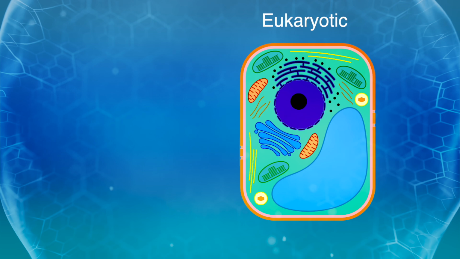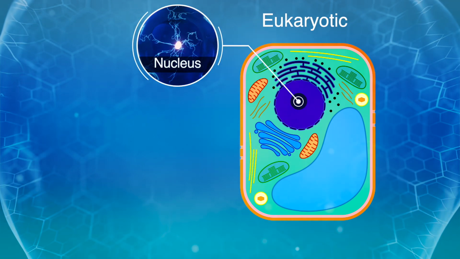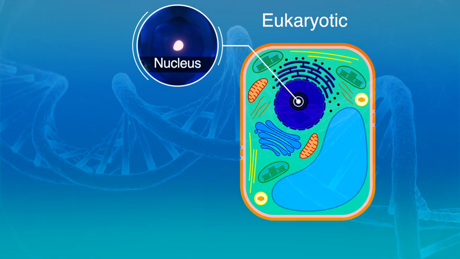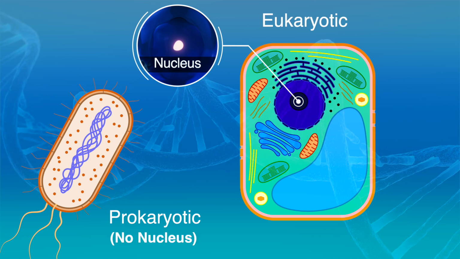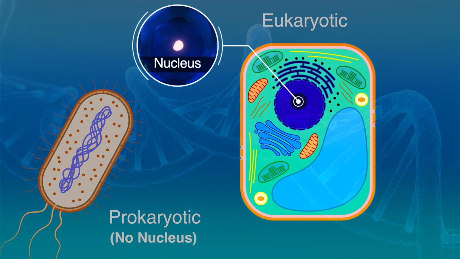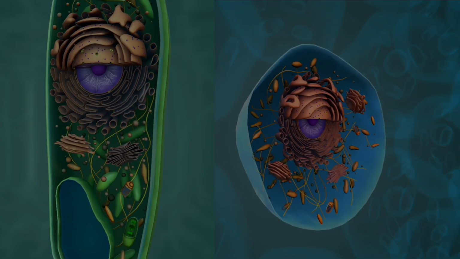Eukaryotic cells are complex structures characterized by the presence of a true nucleus, where the genetic material, DNA, is housed. This defining feature distinguishes them from prokaryotic cells, which do not have a nucleus. Now that we have established that plant and animal cells are eukaryotic, we can explore the differences between them.